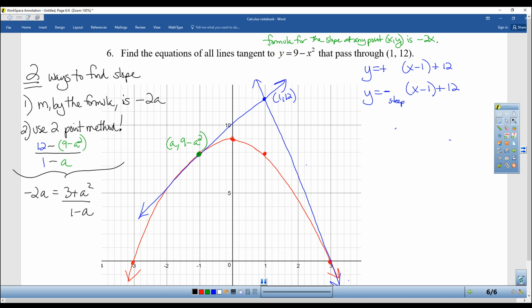Okay, so now I have an equation that I can solve. I'm going to clear the fraction. I love to clear fractions. Multiply by 1 minus a on both sides. That gives me negative 2a plus 2a squared is equal to, on this side it cancels, 3 plus a squared.